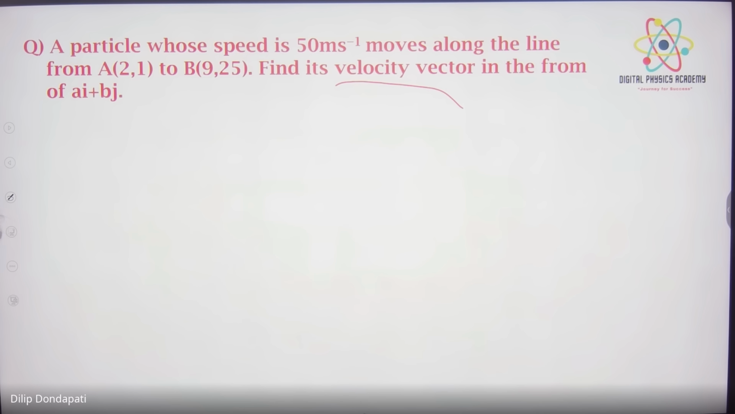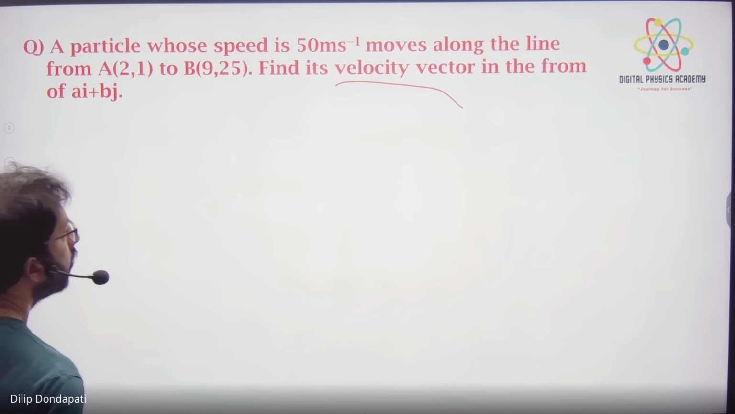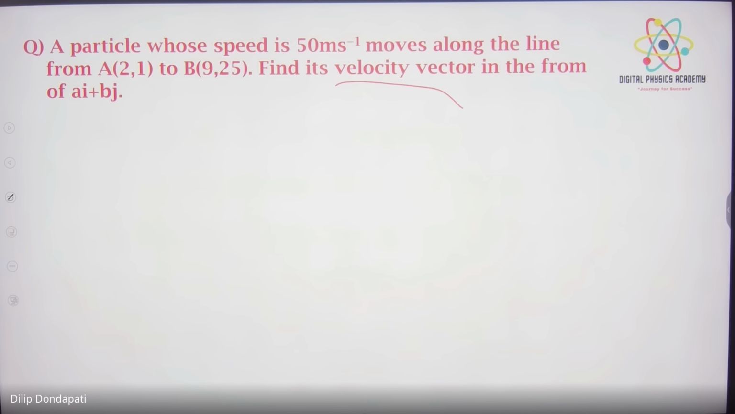A particle's speed is given, it moves along the line from here to here. Find the velocity vector, meaning in the form of I cap and j cap. So 7 I cap plus 24 j cap.